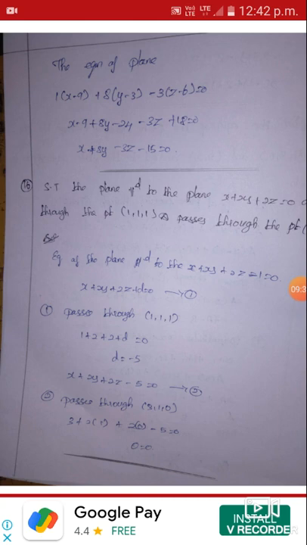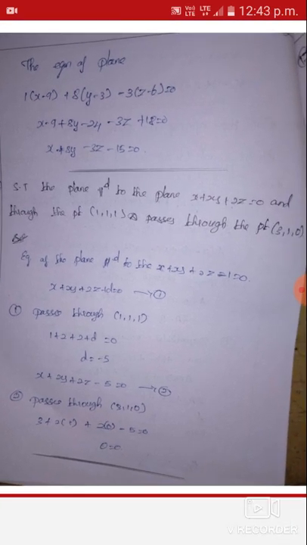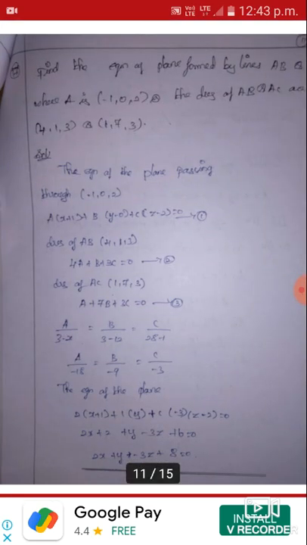Plane parallel to the plane x plus 2y plus 2z equal to 0, passes through the point 3, 1, 0. Equation of the plane parallel to x plus 2y plus 2z minus 1 equal to 0. Then d equal to 0 means we have to substitute the point, we get d equal to 5. If you substitute the d value in equation 1, we get the answer, that is 0 equal to 0.